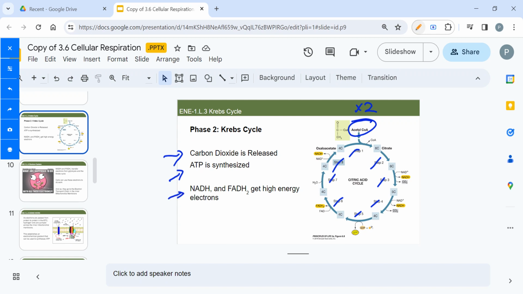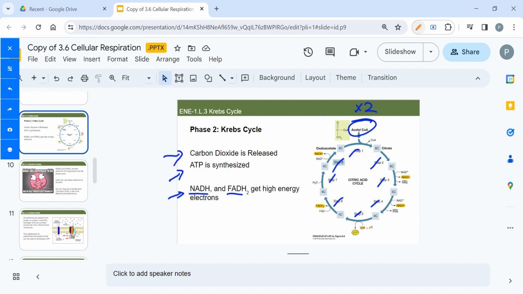When it comes to my high energy electron carriers, NADH is one of them that helps out in cellular respiration. FADH2 is another one. How's it different? Don't need to worry about the weeds of that. FADH2 just affects another part of the electron transport chain, but bottom line up front, it provides energy in the form of high energy electron carriers.